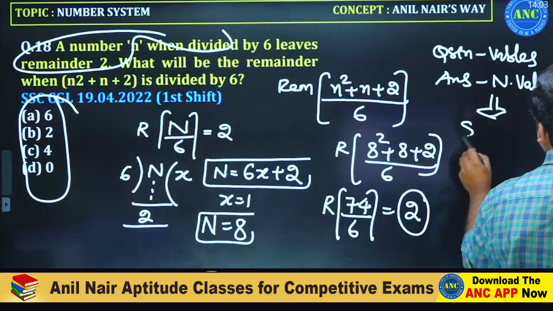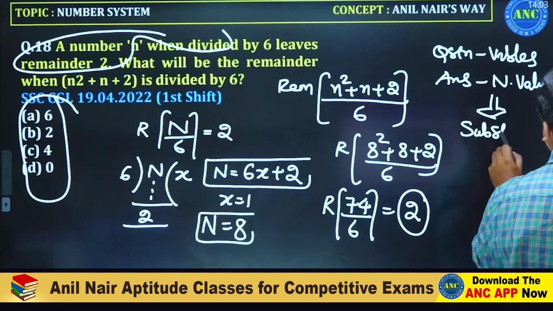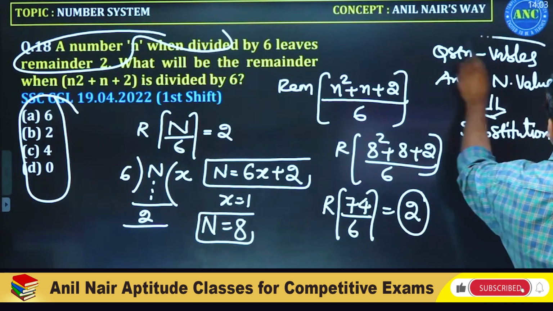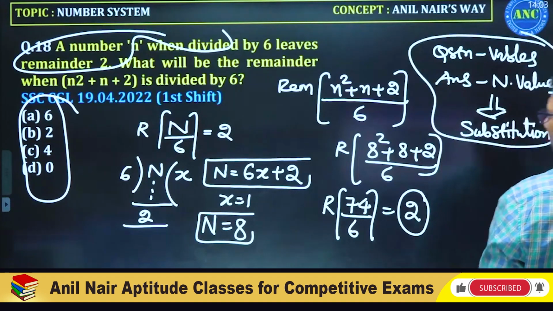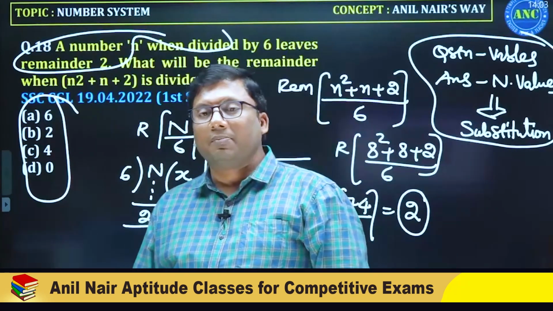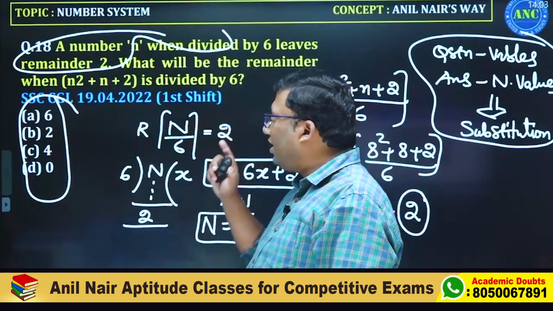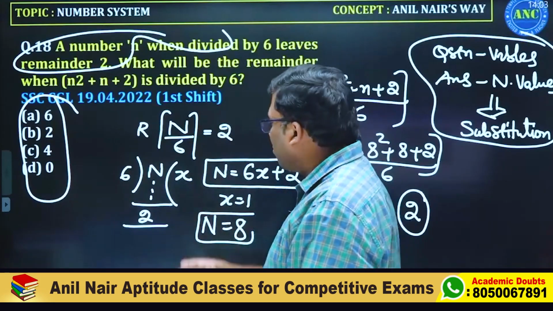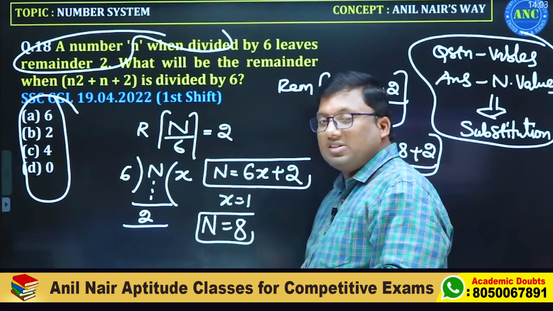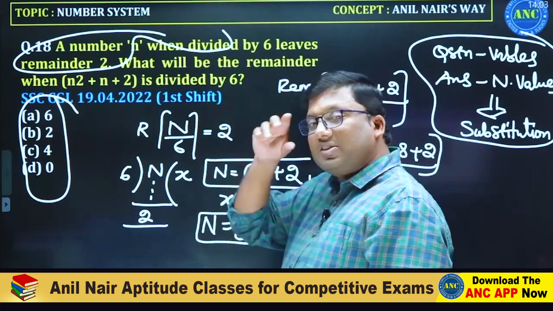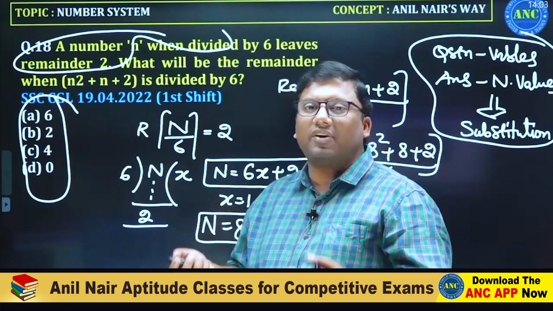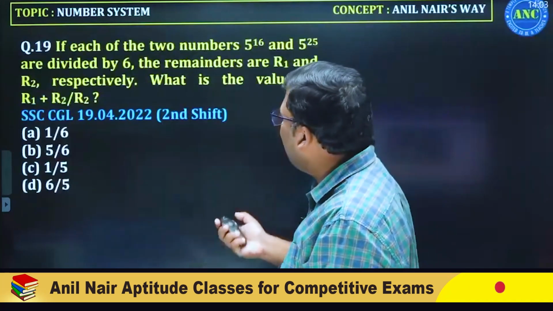What is the best way to solve the problem? Substitution is the best way to solve the problem. Substitute that value that satisfies the condition present. A number when divided by 6 leaves remainder 2, so the number will be 6x plus 2. Sir, instead of x value 1, can I substitute x value 2? Whatever value you substitute, the answer will not change.